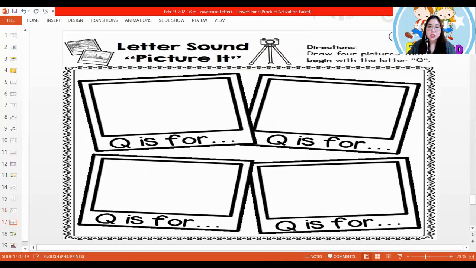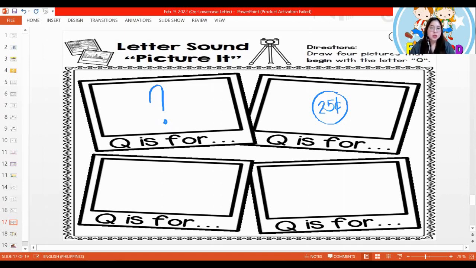And for the last page today, we have to draw our pictures. So I want to start with Q for question mark. I will just make a small curve line down and a dot in the middle, and I have a question mark. The next picture I want to draw is a quarter. So I'll start by making a circle, and the quarter has the number 25 with a centavo sign, and we have our quarter.